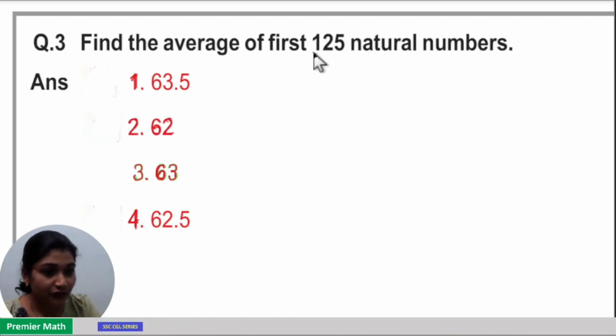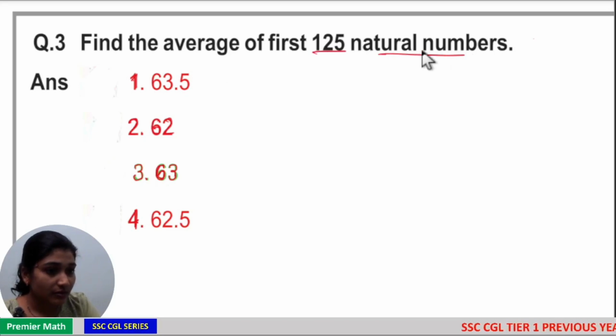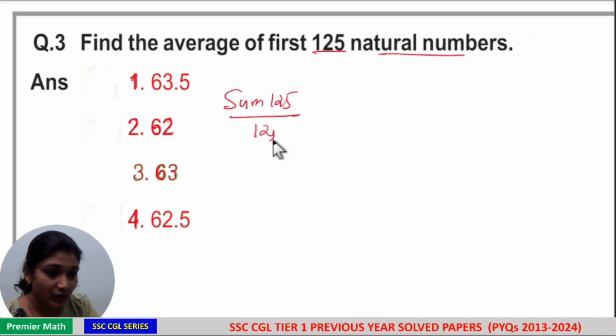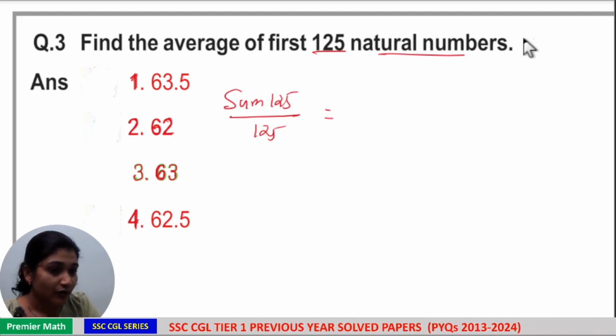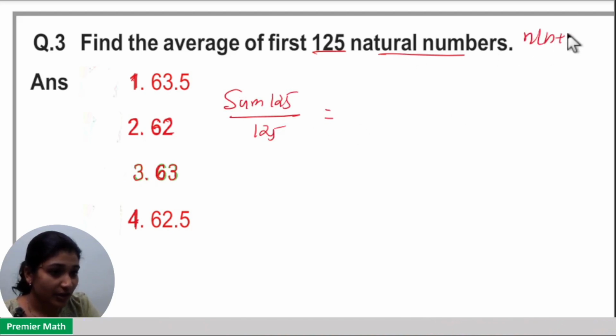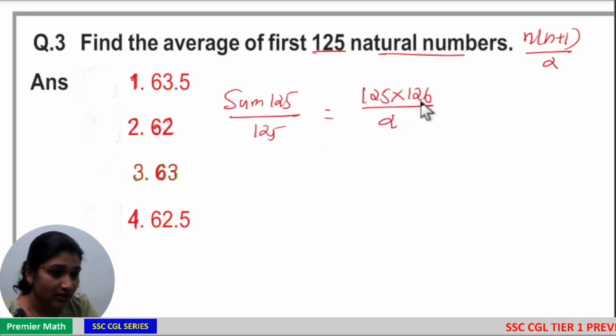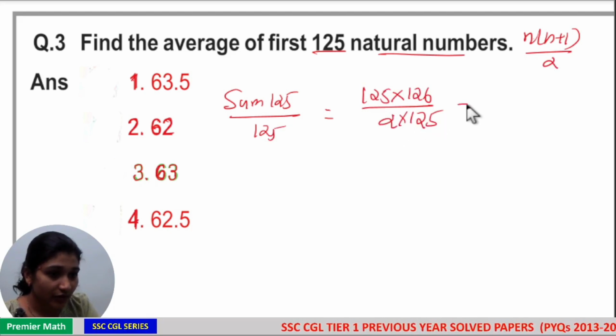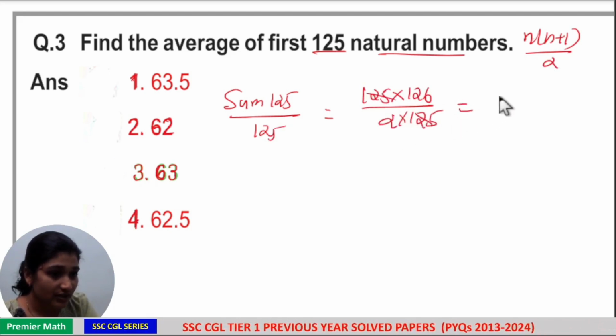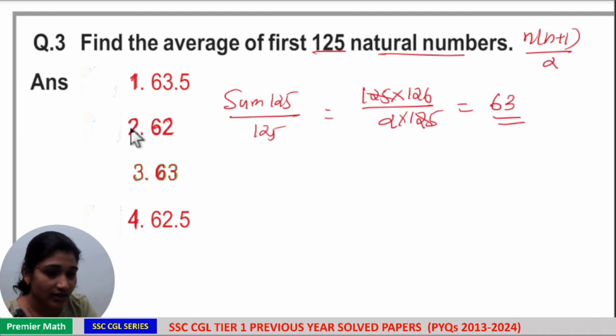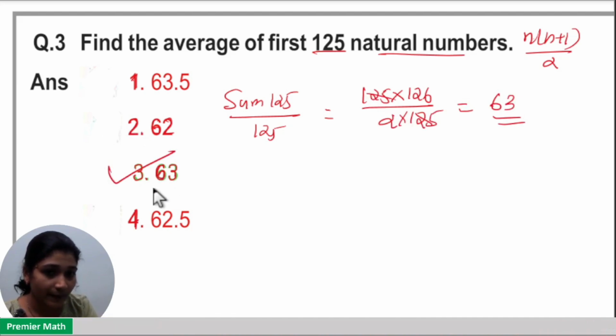Find the average of the first 125 natural numbers. Average of natural numbers means the sum of these 125 numbers divided by 125. Now, the sum of natural numbers formula is n into n plus 1 divided by 2. Then you can use it as 125 into 126 divided by 2. So this is the sum of 125 numbers. Then we need to divide by 125, which means here 126 by 2, 63 is your answer. Option 3 is your answer.